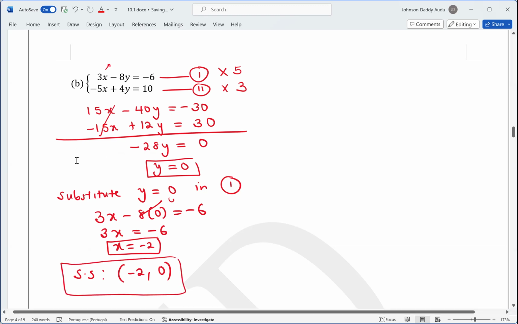All right. So I think this is enough for the first part of this video. We will look at how to determine the number of solutions of a linear system. We will see that in the next video.